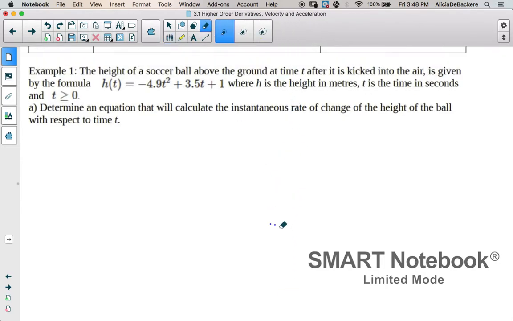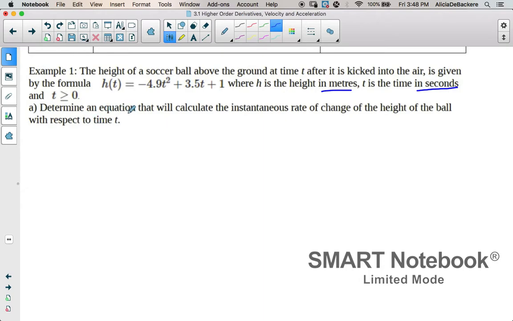We're going to be looking at a soccer ball. So the height of the soccer ball, we're looking at a height function, so we're talking about positive is up and negative is down. We've got time t after it's kicked into the air. It's going to be given to us by this function here. It's kind of reminding us of like grade 10 math, right? The parabolas. H is in meters and t is in seconds. For this function to be true, time has to be greater than or equal to 0.